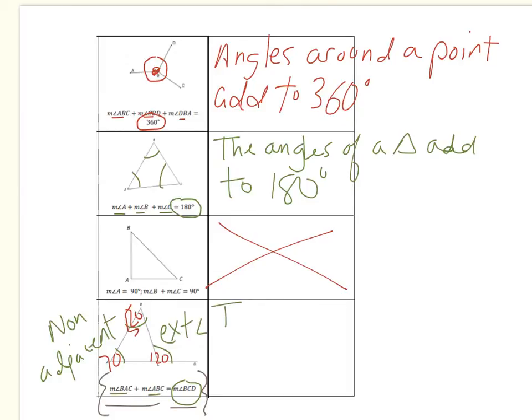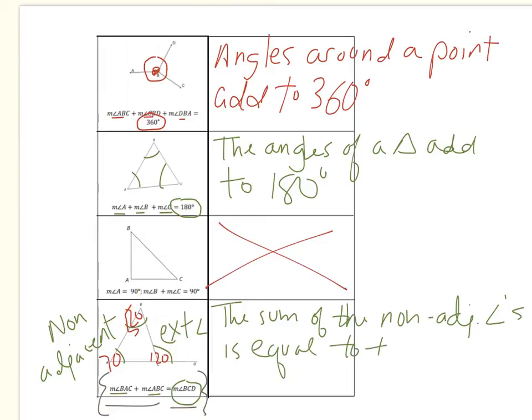So we will jot that down, and we'll say that the sum of the non-adjacent angles is equal to the exterior angle. All right, and we'll be using that a lot as well.